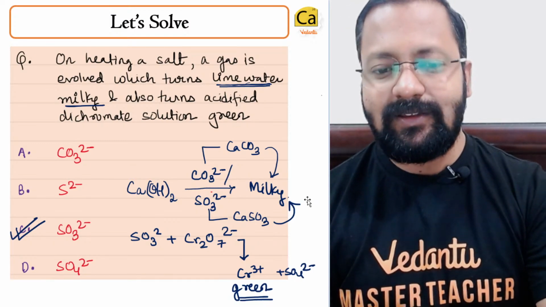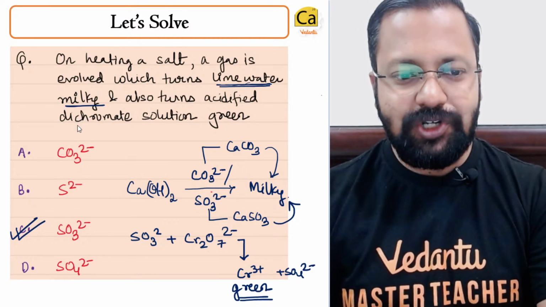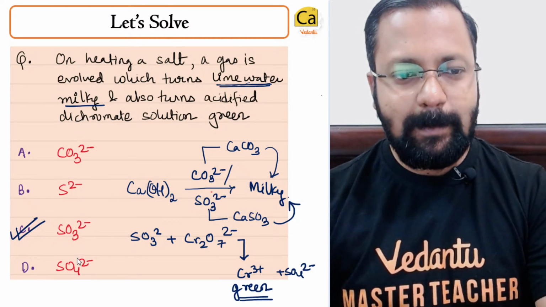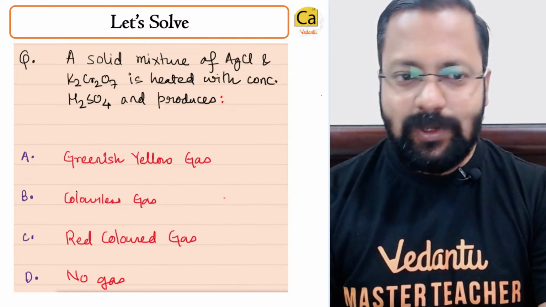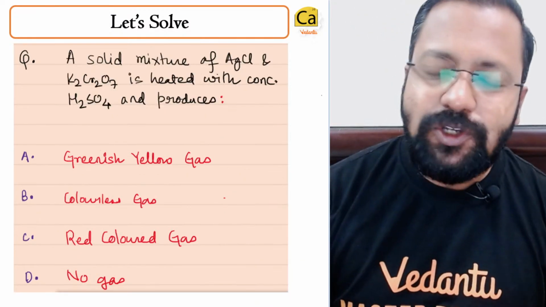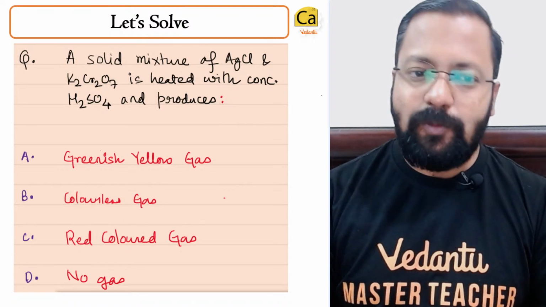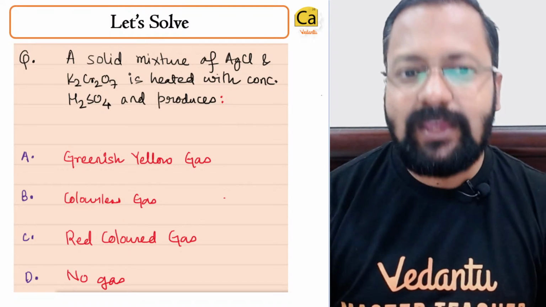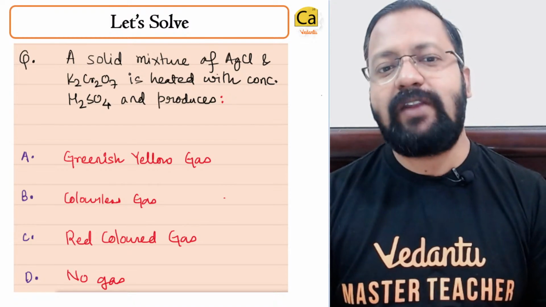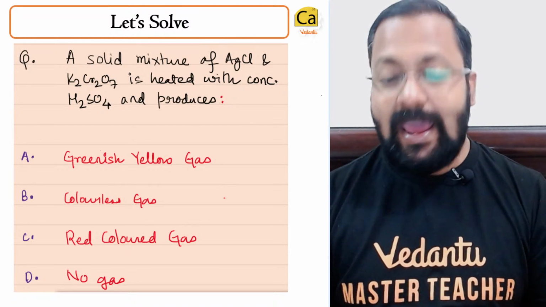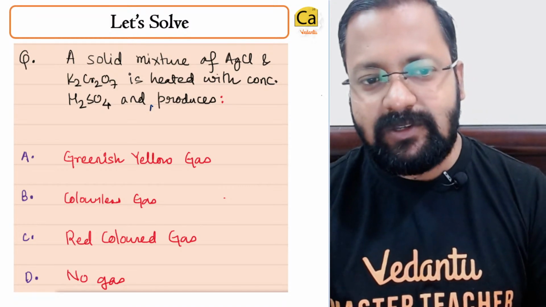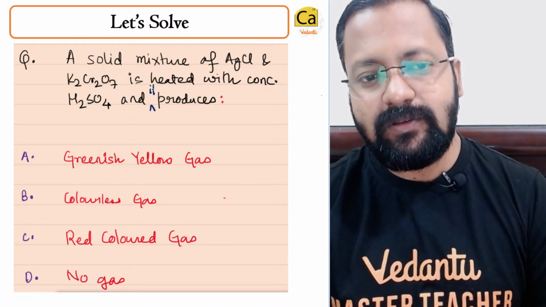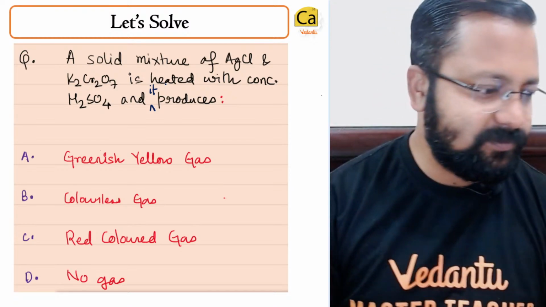Let's move on to the next question. A solid mixture of AgCl and potassium dichromate is heated with concentrated H2SO4 and it produces, I would say, what?